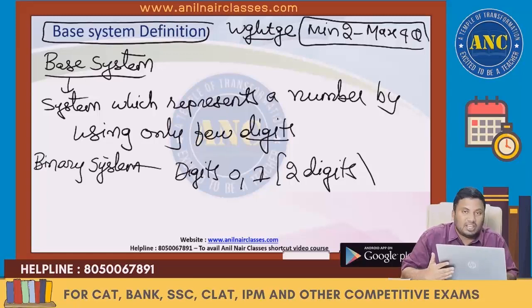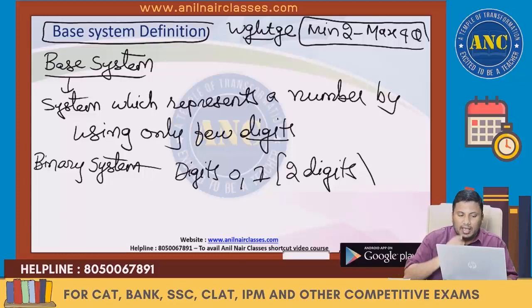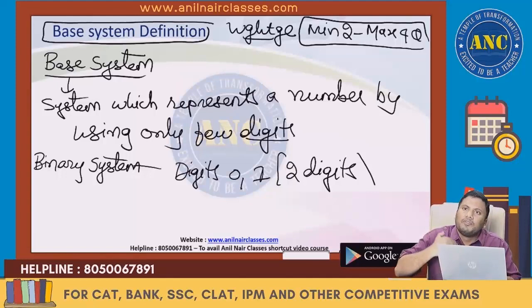What is a binary system? A binary system is a system which uses only 2 digits. What are the 2 digits that I am using? 0 and 1. Why 0 and 1? Because in a computer architecture, 0 is considered to be an off state and 1 is considered to be an on state. So in all these base systems, we will start from the digit 0, which represents the off state. So if I use 2 digits, it is called a binary system.